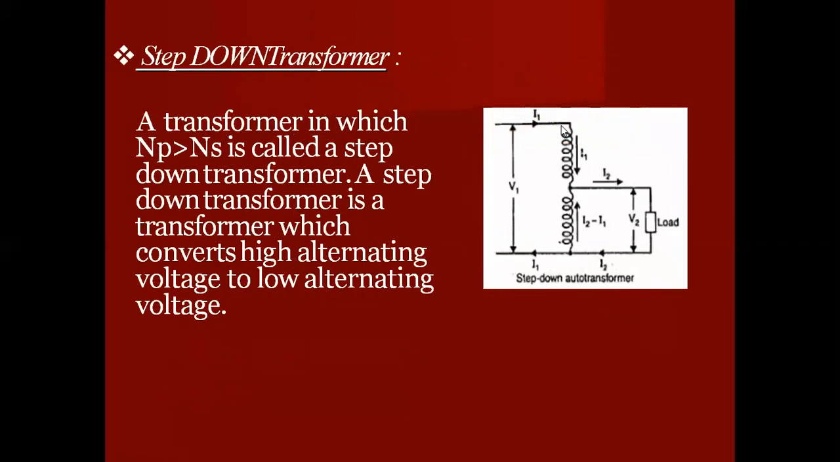And for step down, it is clearly seen that the total portion of the winding acts as the primary side and a part of the portion acts as the secondary side. So it is known as a step down autotransformer, in which NP, the number of turns in the primary side, is greater than the number of turns in the secondary side, NS. A step down transformer is a transformer which converts high alternating voltage to a low alternating voltage. It is stepping down because the entire winding acts as the primary and a portion of the winding acts as the secondary, as clearly seen in this figure.